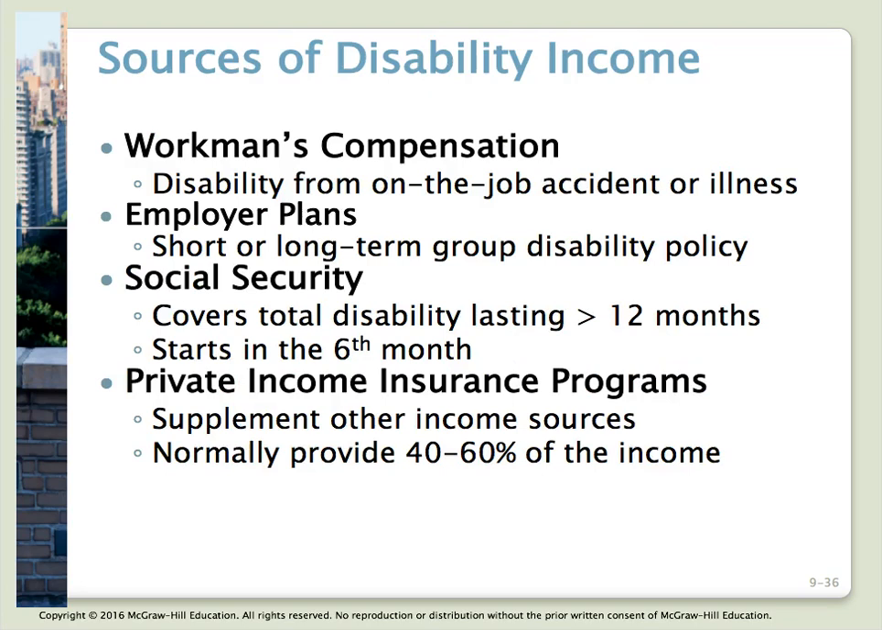There are 4 major sources of disability income. There's private income from an insurance program, there's an employer plan, there's Social Security, and workman's comp. So workman's comp covers you if you've had a disability from an on-the-job accident or illness.